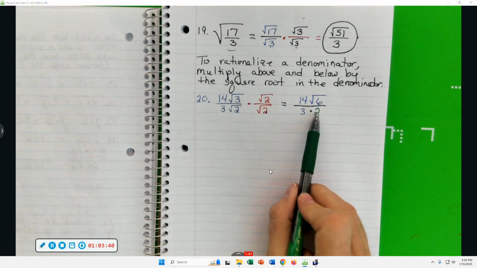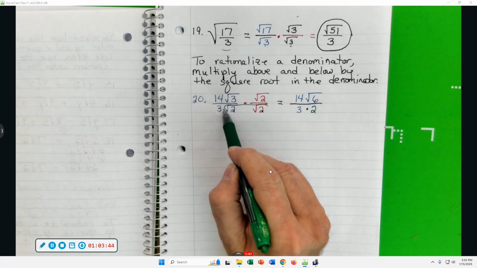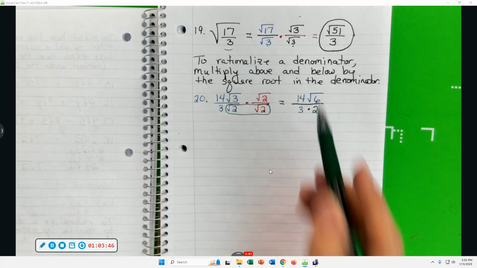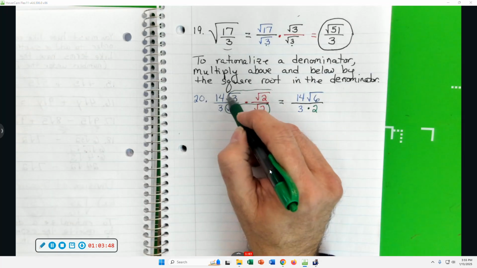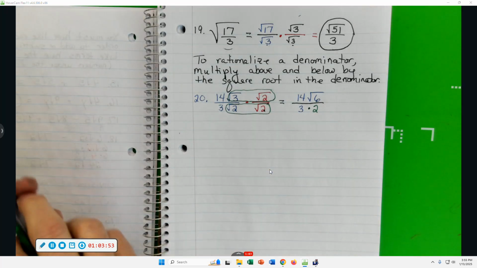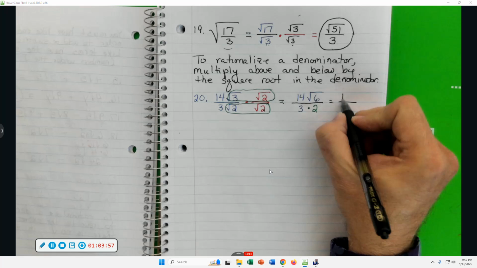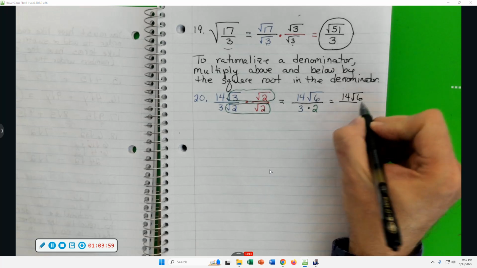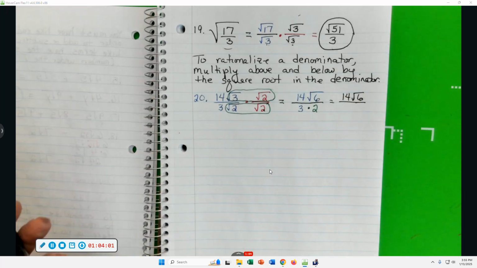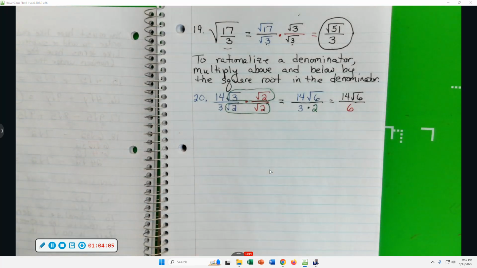Okay, do y'all see where I got that green 2? It's this right here. And where did I get the 6? Well, that idea of square root times itself, that's important. It'll follow us all the way through the semester. So on the top, I have 14 square root of 6. What number do I have on the bottom? 6. Just a 6. But we're not going to type that in.